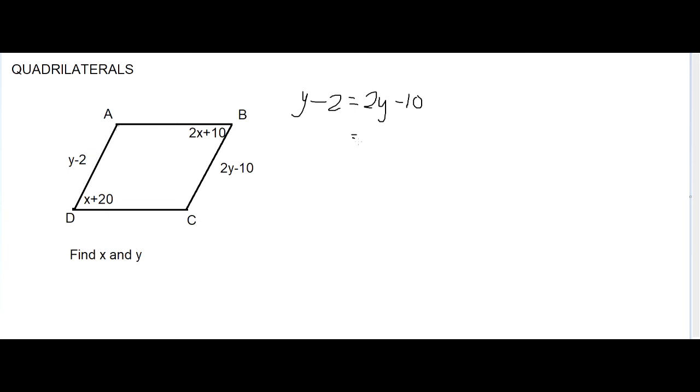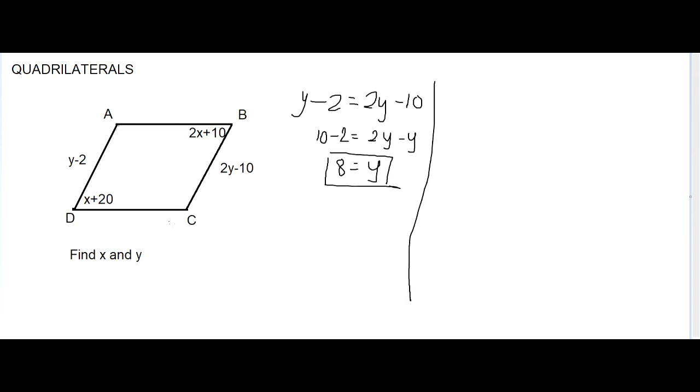Ngayon, transpose. You have 2y minus y, negative 10 punta sa kabila. May iwan si negative 2. From negative 10, magiging positive 10. You have y now is equal to 8. Now, we have the value of y, which is 8.